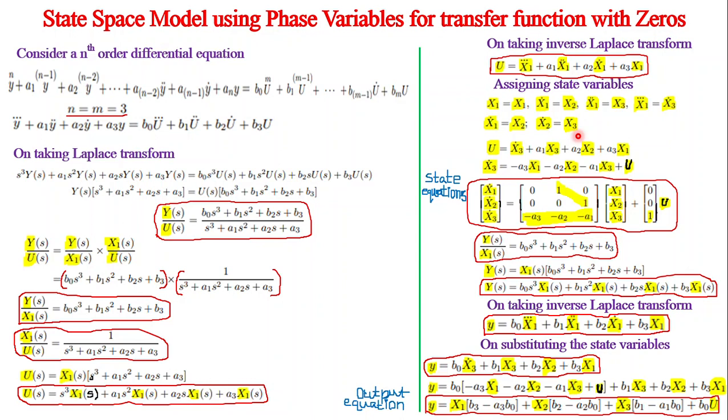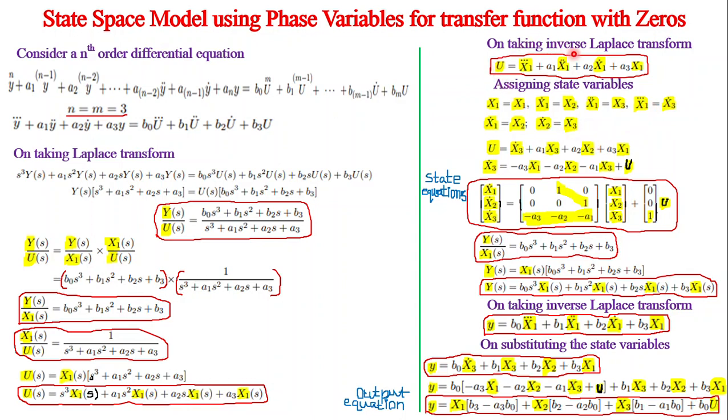Similarly, what is x3 dot? It is x1 triple dot. x1 double dot is x3, therefore x1 triple dot is x3 dot. That's all. So that is why x3 dot is this. Therefore, we have to write x3 dot in the proper form.